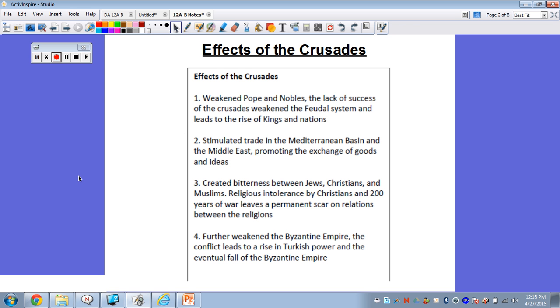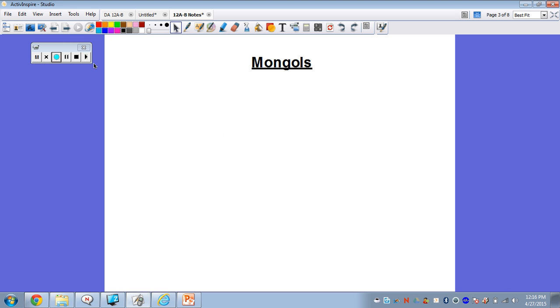The third effect is that we create bitterness between Jews, Christians, and Muslims. The religious intolerance practiced by the Christians in 200 years of war is going to leave a permanent scar in relations between the religions that still carries today. And it's also going to further weaken the Byzantine Empire. The conflict is going to lead to a rise in Turkish power and eventually the fall of the Byzantine Empire.